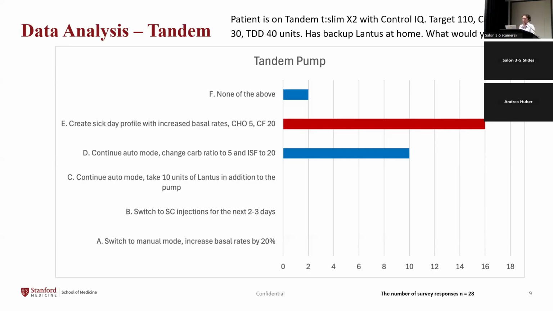And F was none of the above. You can see that about 16 providers chose creating a sick day profile, and 10 of them said continue auto mode and change the carb ratio and ISF factor to a tighter value. About 2 of them opted for none of the above. When they choose none of the above, they want to do their own custom settings.